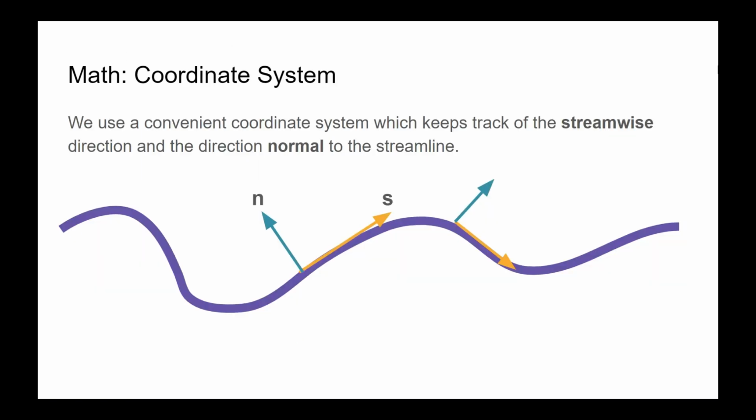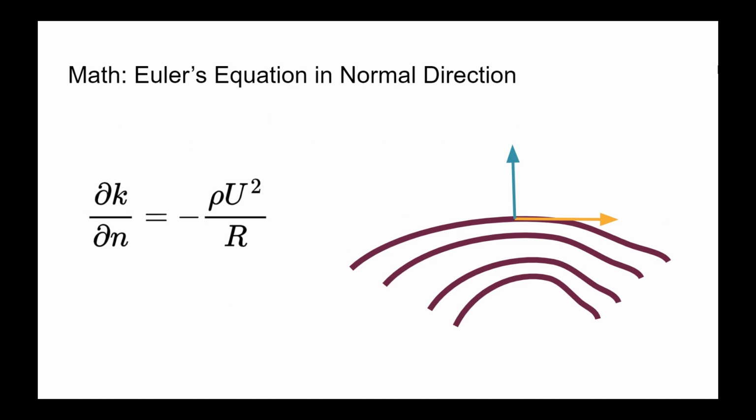Next, we set up a convenient coordinate system which keeps track of flow in the streamwise direction and flow in the direction normal to the streamline. Using this coordinate system, we apply Euler's equation in the normal direction to the flow inside of our torque converter. This equation tells us that curvature in our streamlines is related to a change in the hydrostatic constant K.